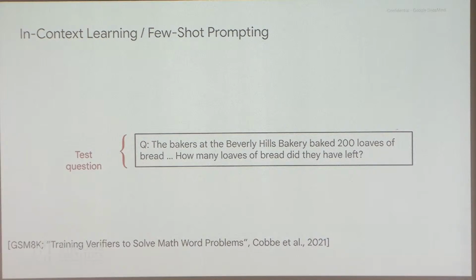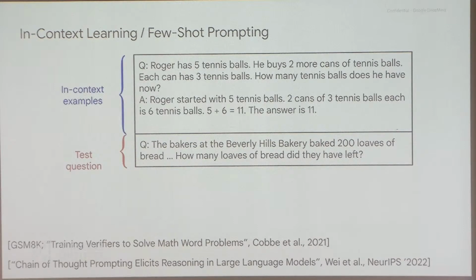The standard way these days of approaching such problems is to provide the model with few-shot examples. This approach is called in-context learning or few-shot prompting, where we provide the model in the test context with similar questions in the same domain or in the same general area. For example, our prompt example in this case is: Roger has 5 tennis balls. He buys 2 more cans of tennis balls, and so on. How many tennis balls does he have now? And we provide the model with the answer to that prompt question.